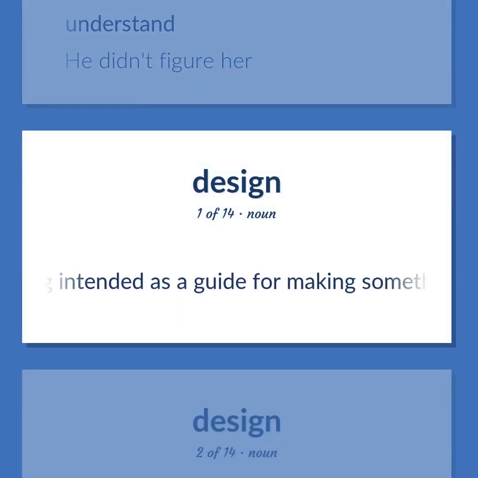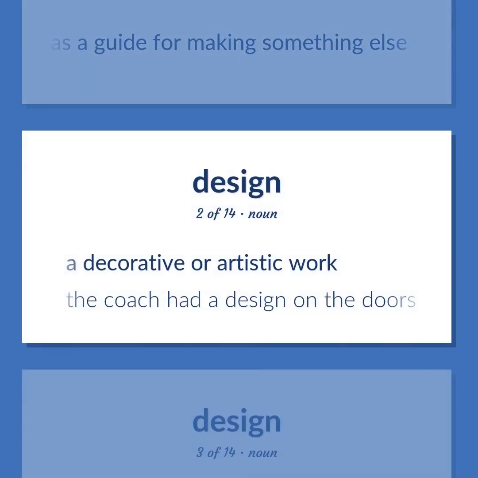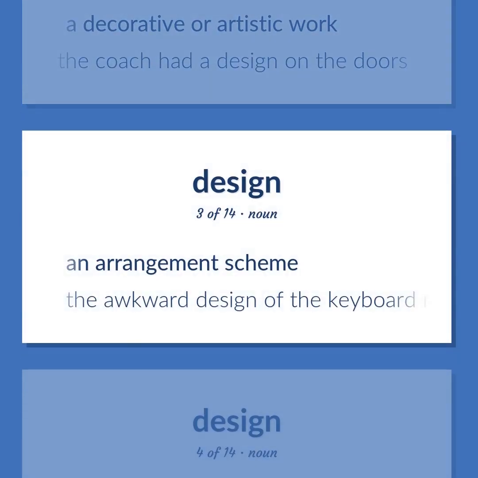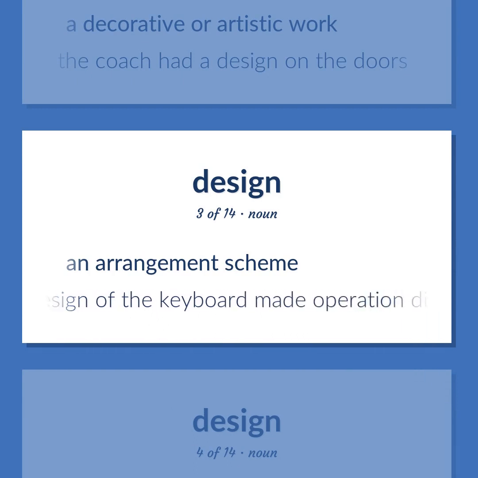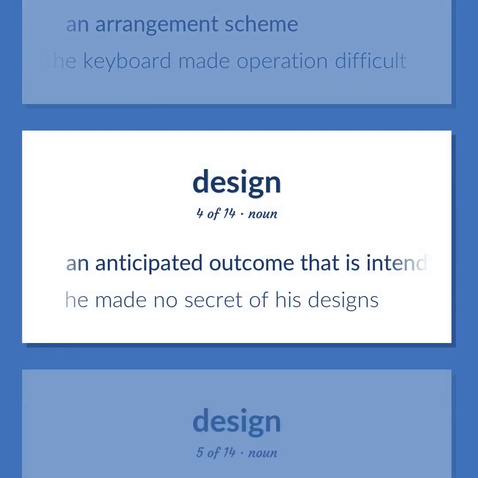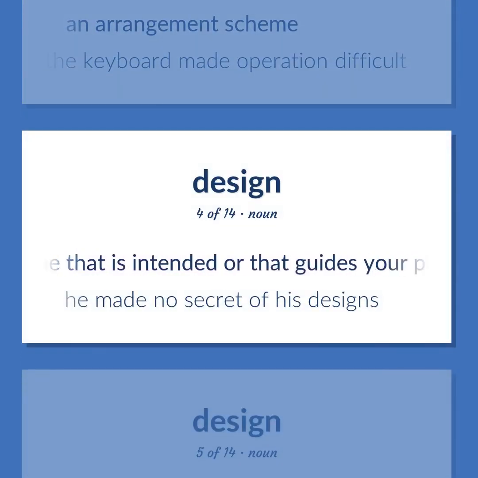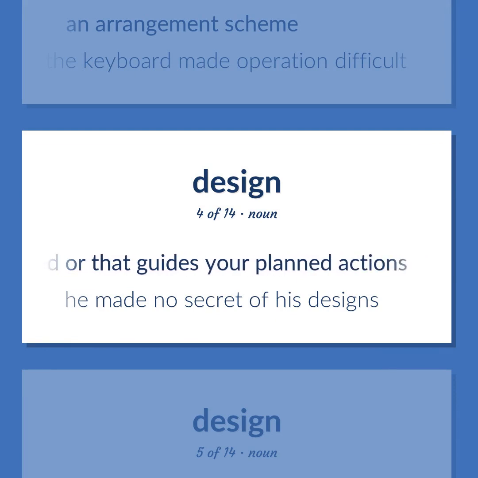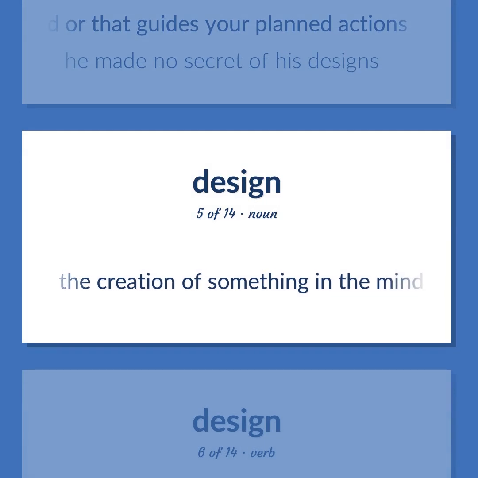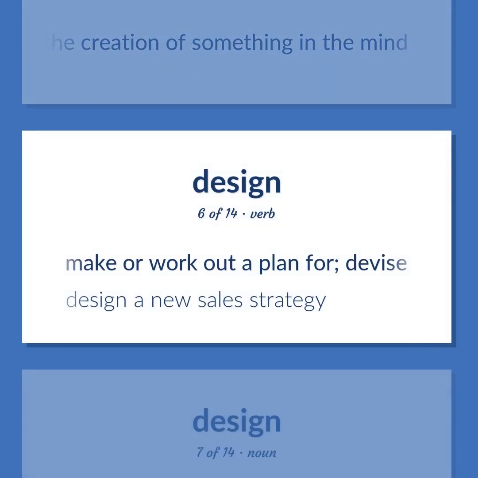Something intended as a guide for making something else. A decorative or artistic work. The coach had a design on the doors. An arrangement scheme. The awkward design of the keyboard made operation difficult. An anticipated outcome that is intended or that guides your planned actions. He made no secret of his designs. The creation of something in the mind. Make or work out a plan for, devise. Design a new sales strategy.